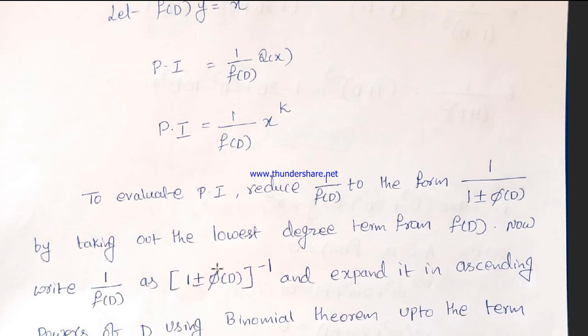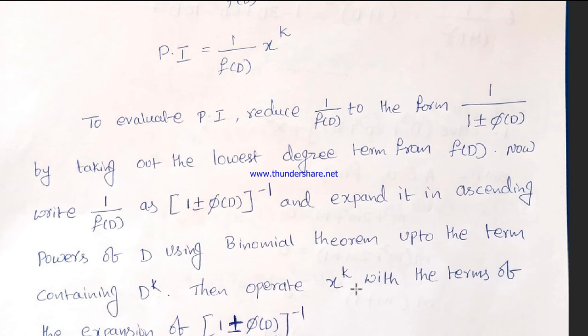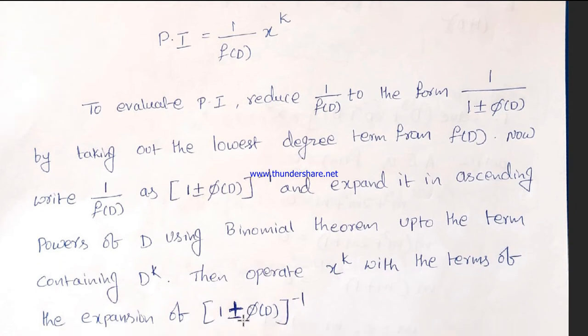Now write 1 by f of D as 1 plus or minus phi of D whole power minus 1 and expand it in ascending powers of D using binomial theorem up to the term containing D power k. So why up to D power k? Because x power is k, so the derivative is also taken up to the power of k only. Then operate x power k with the terms of the expansion of 1 plus or minus phi of D whole power minus 1.